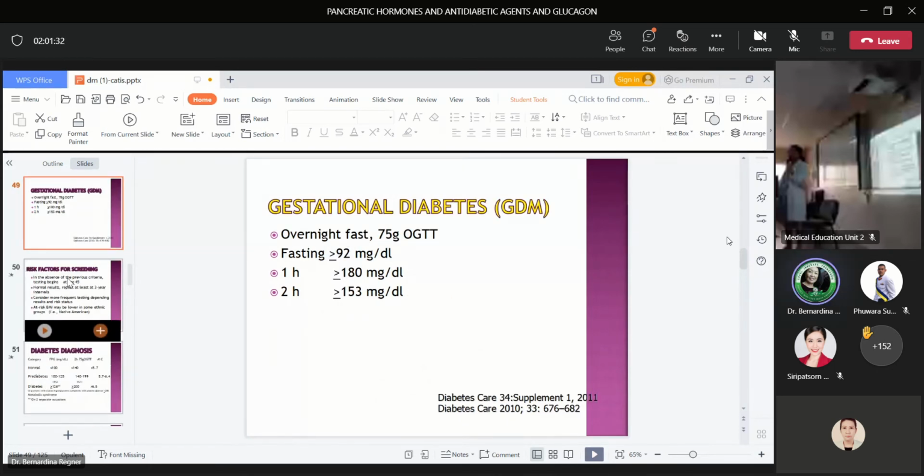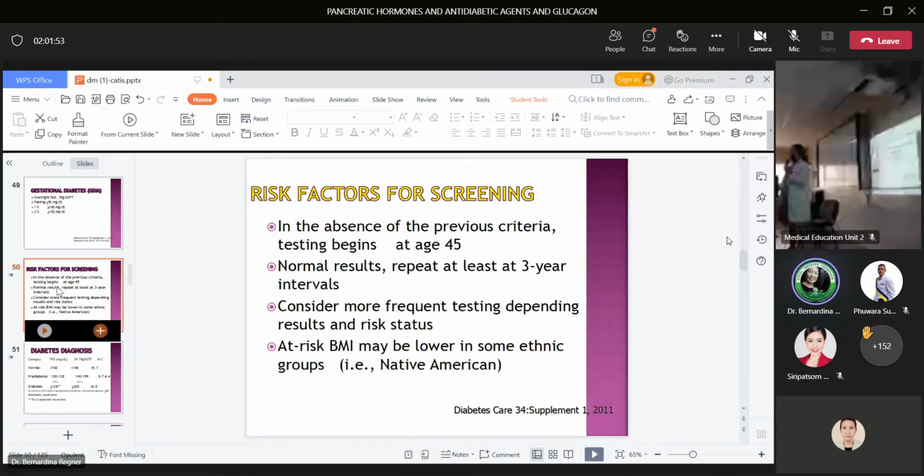Okay, gestational diabetes mellitus: overnight fast, 75 grams oral glucose tolerance test, fasting 92 milligrams per deciliter, 1 hour 180 milligrams per deciliter, then after 2 hours, 153 milligrams per deciliter. And then in the absence of the previous criteria, testing should begin at age 45. If there are normal results, repeat at least at 3-year intervals. Consider more frequent testing depending on the risk status. At risk BMI may be lower in some ethnic groups. You have your Native Americans. So these are now your diabetes diagnosis.